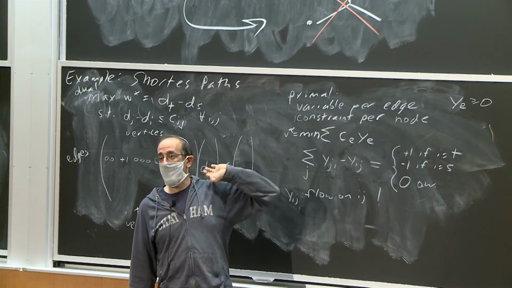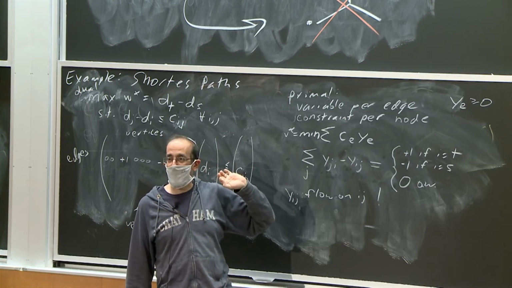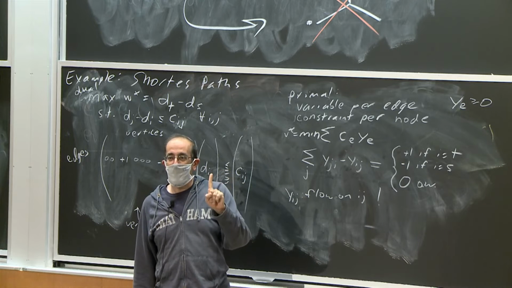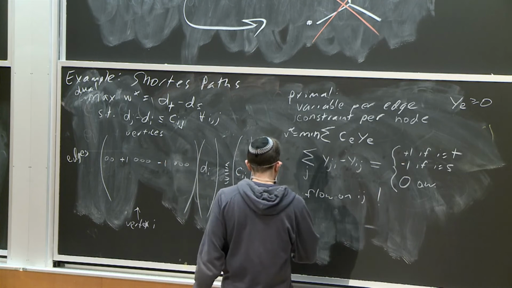Now, this is not a max flow problem, because what is our constraint on the flow from S to T? 1. 1 unit of flow.